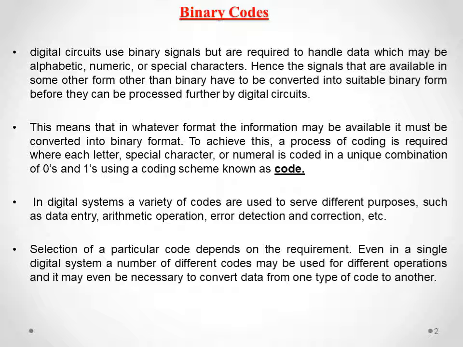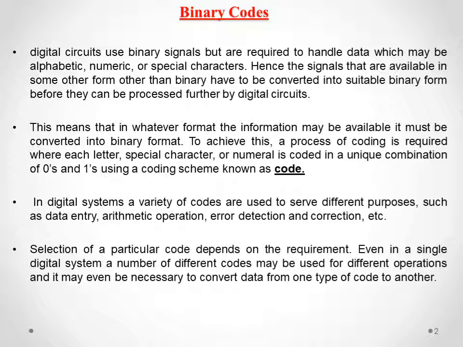So the signals that are available in any form must be converted into binary form to be processed in the digital circuits. That means whatever the data format is, it must be converted into binary form first. To achieve this, a process of coding is required, where each letter, special character or numeral is coded in a unique combination of zeros and ones using a coding scheme, which is called a code.